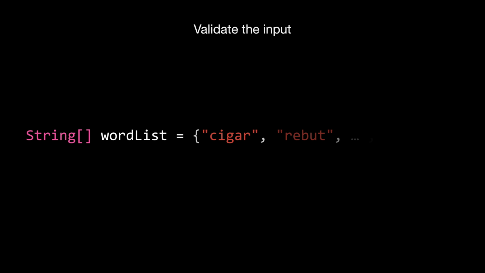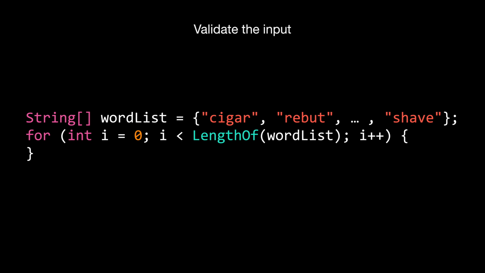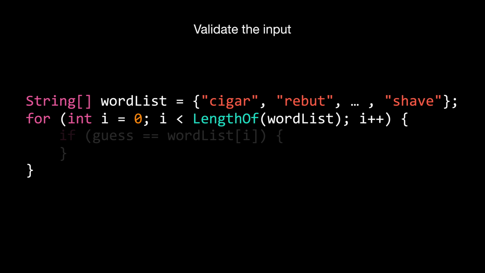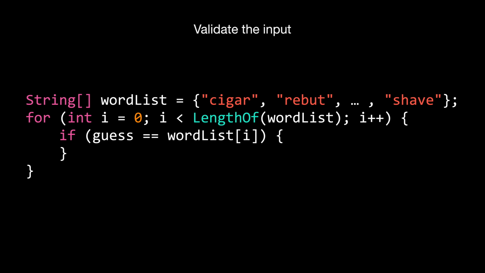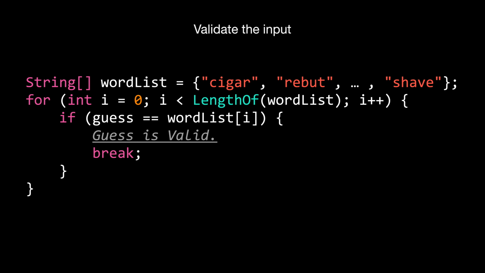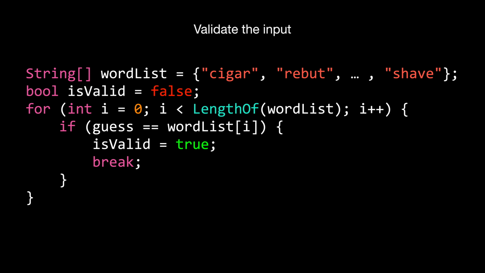For our game, to check a guess, we create a custom array, word list, of valid words. We loop through it using a for loop. Here, the length of function returns how many elements the array has. Then, we compare each element to the guess. If a match is found, the guess is valid and we stop looping. We can store the result in a Boolean variable.